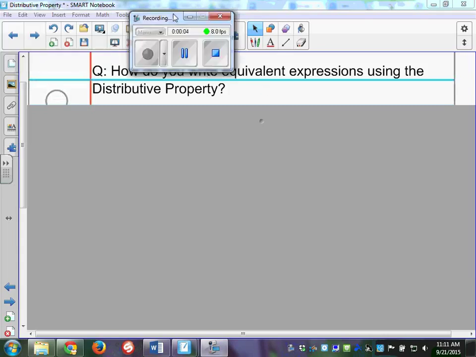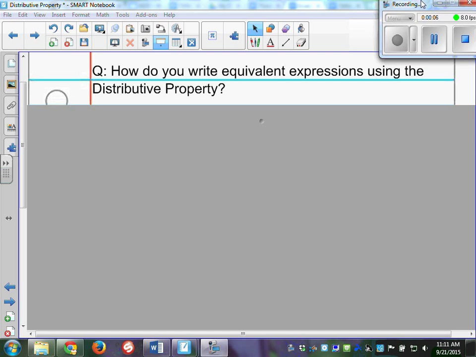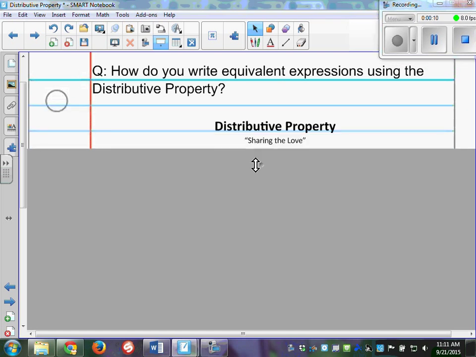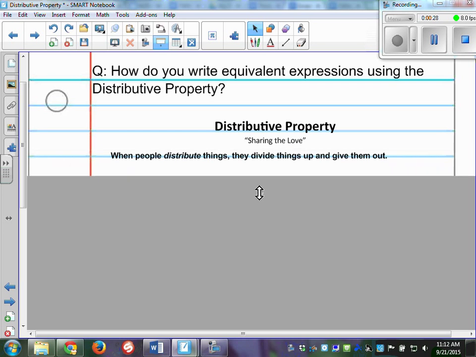So our focus question today is how do you write equivalent expressions using the distributive property? And when we talk about that, we're looking for how do you write expressions, like math sentences, that are equal. So in your notebook, I hope you've written down the distributive property, and I just like to call it sharing the love because you get to share a number between lots of different numbers.